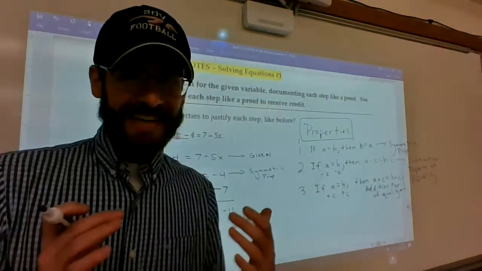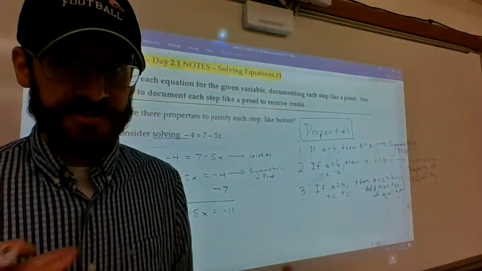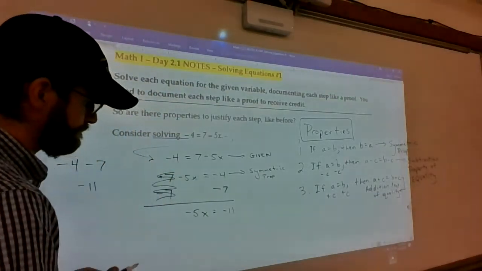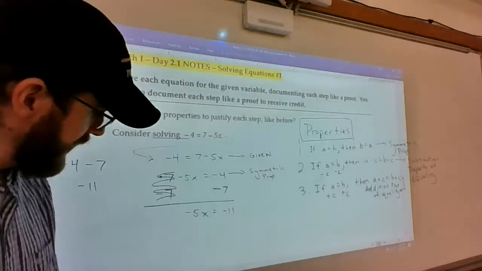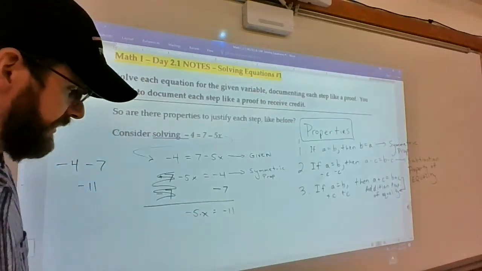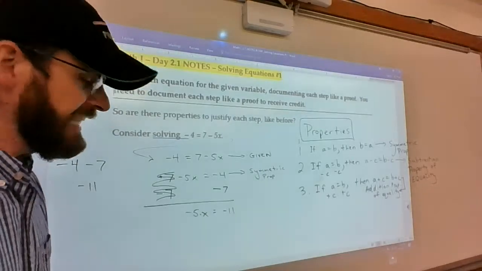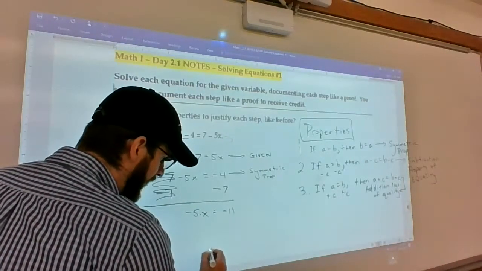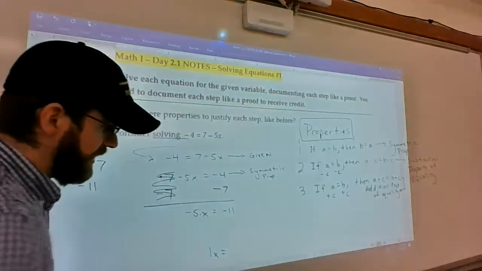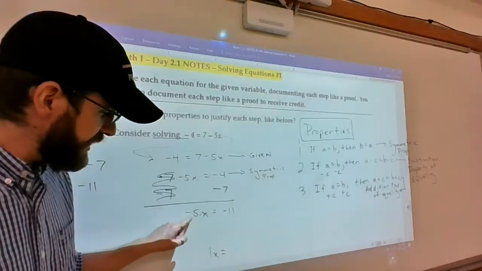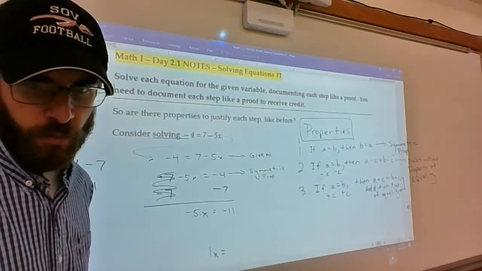So yeah, that just means I can add to or subtract from both sides of the equation. Now I'm very close to getting x by itself here. I've got negative 5 times x equals negative 11. If I could do an operation that would make 1x stand alone, then I'd have my answer. So what would I do to negative 5 to create a positive 1?